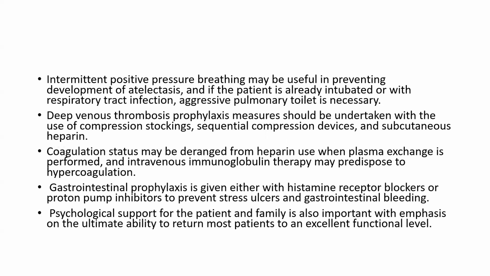Intermittent positive pressure breathing may be useful in preventing development of atelectasis, and if the patient is already intubated or has a respiratory tract infection, aggressive pulmonary toilet is necessary. Deep vein thrombosis prophylaxis measures should be undertaken with use of compression stockings, sequential compression devices, and subcutaneous heparin. Coagulation status may be deranged from heparin use, when plasma exchange is performed, and intravenous immunoglobulin therapy may predispose to hypercoagulation.